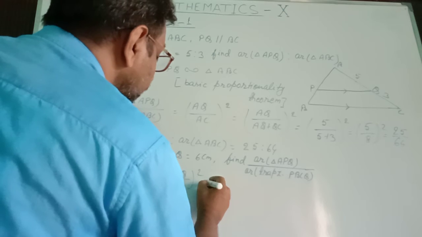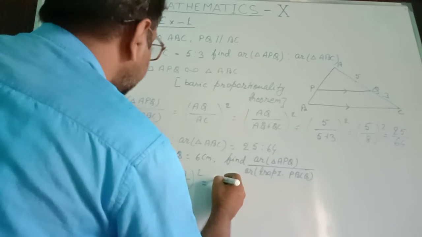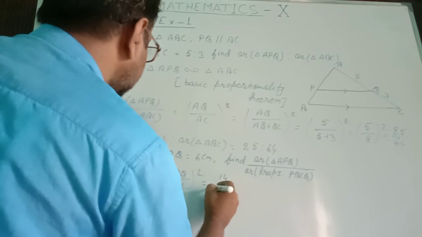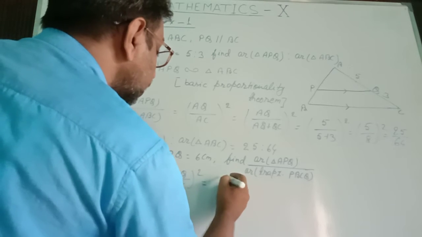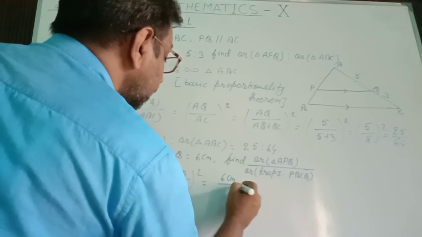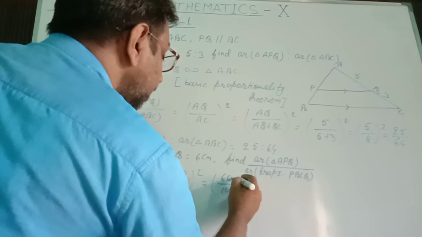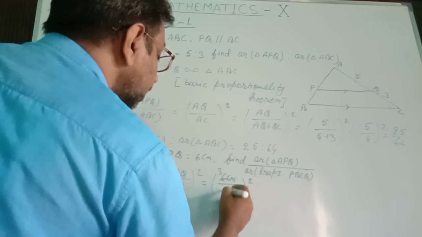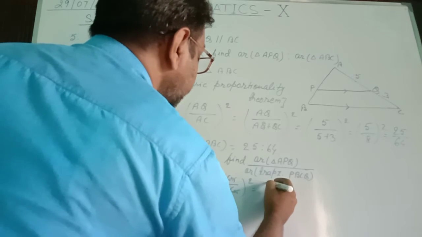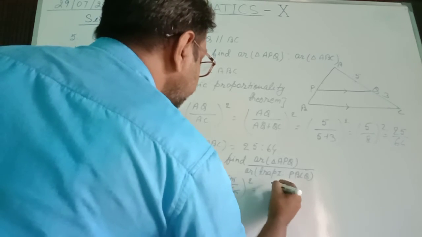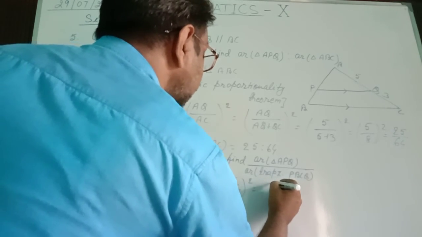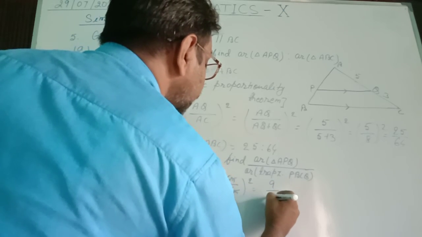And this much equal to PQ is 6 centimeter by 14 centimeter whole square. So centimeter cancelled, 2 3s are, 2 7s are, this became, directly I am writing, 9 by 49.